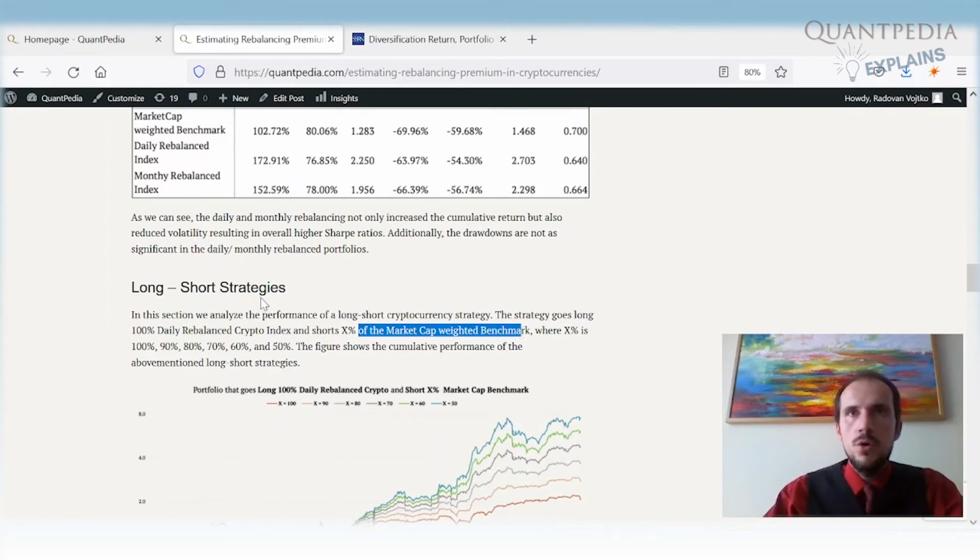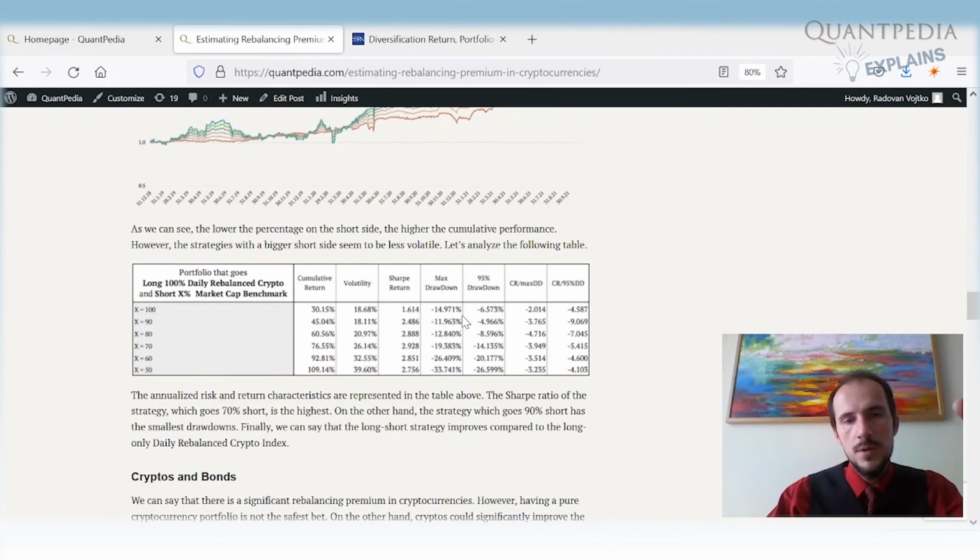We do not need to short 100% of the benchmark. We can short a lower amount of the benchmark. Our portfolio has the highest Sharpe ratio and the best CAGR to maximum drawdown ratios in case when we short not 100% of the benchmark, but something between 50 and 80% of the benchmark.